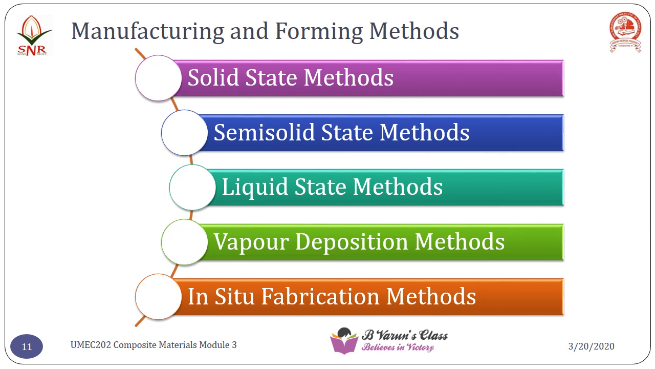vapor deposition methods, and lastly, in situ fabrication methods. There are various subclassifications under each of these topics, namely solid state, semi-solid, liquid, vapor deposition and in situ fabrication methods. In the next module, we are going to see what solid state processes are available, what semi-solid methods are available, what liquid state methods are available, what vapor deposition methods are available, and what in situ fabrication methods are used to produce composite materials.